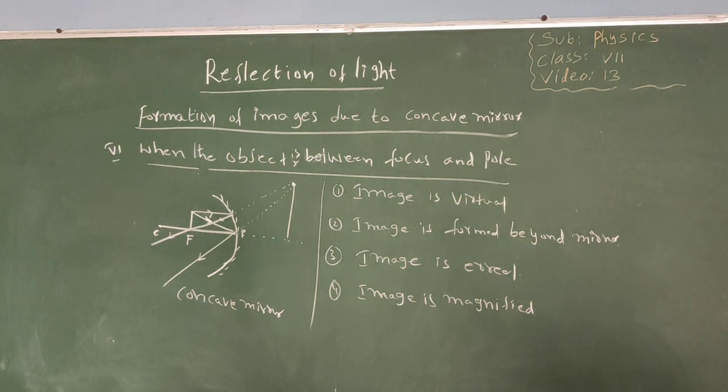Now listen. When the object is between the focus and pole, the image is behind the mirror. It is a virtual, erect, and magnified image. That is about ray diagrams of image formation by concave mirrors.